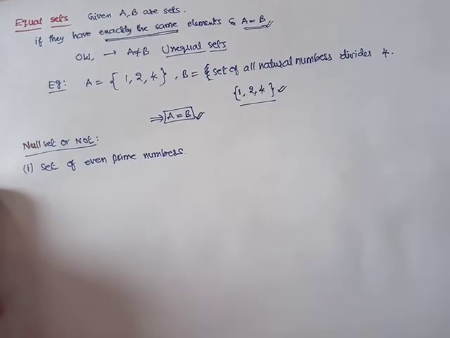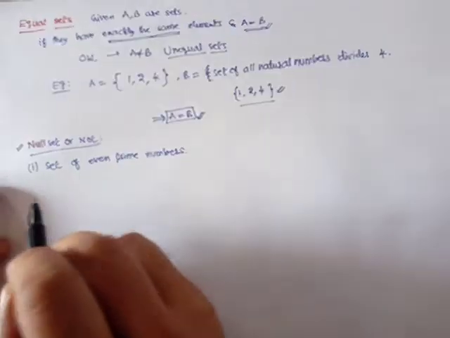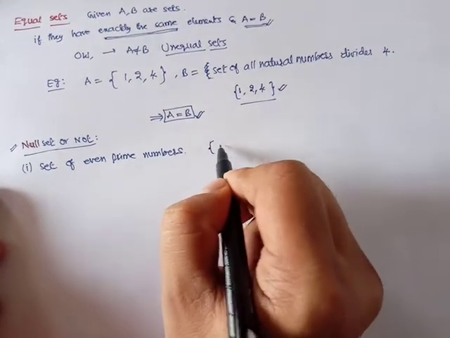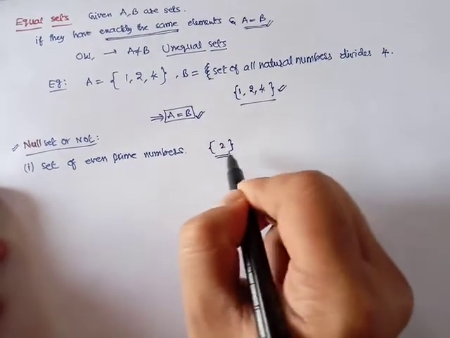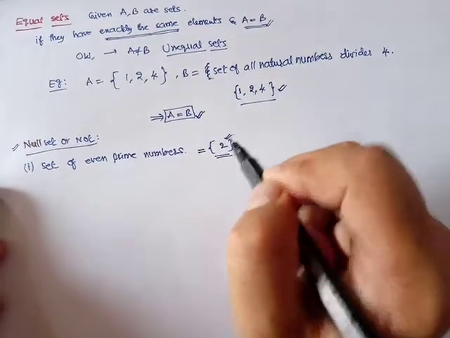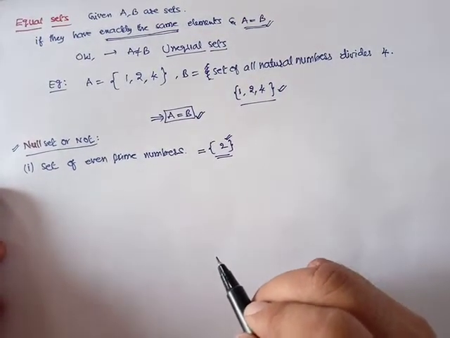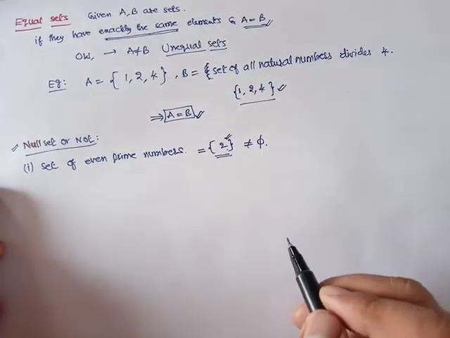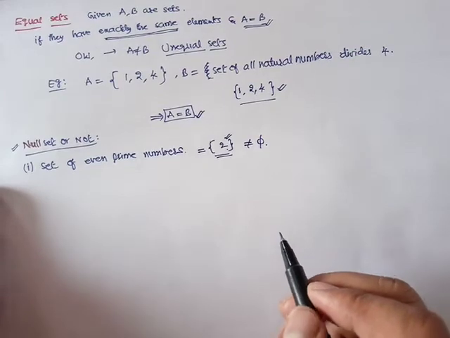Taking up one question, whether it is a null set or not: the set of even prime numbers. The set of even prime numbers is going to be {2}. 2 is the only even number which is prime. So it contains one element. It is not equal to the null set. It is not a null set.